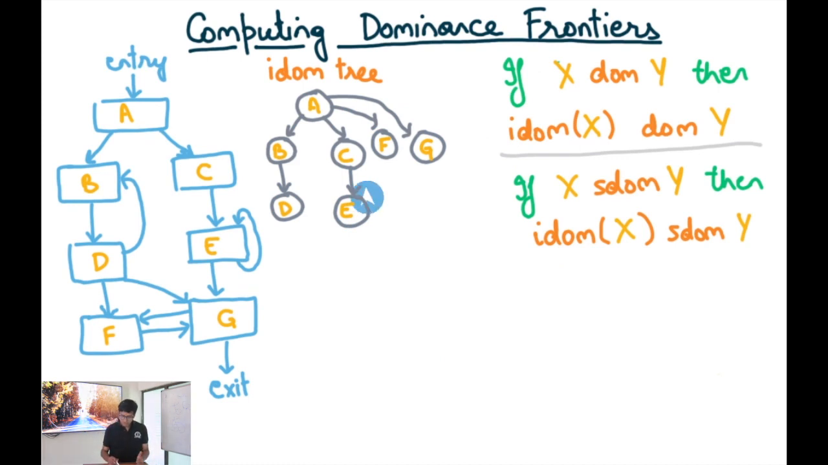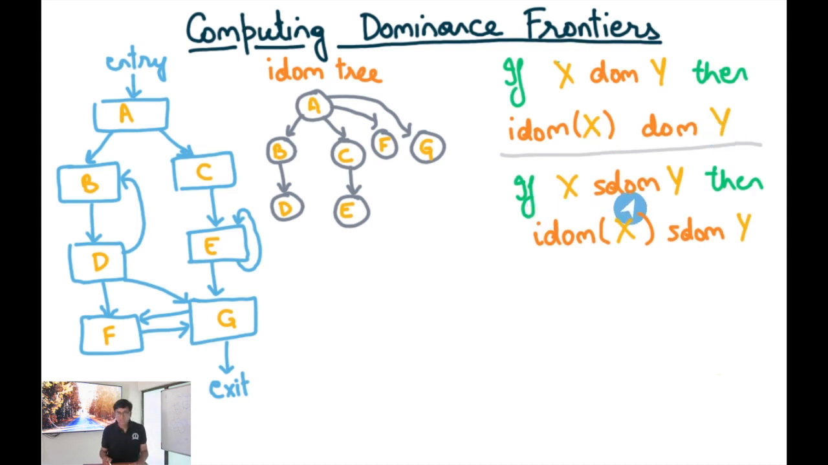So given a dominator tree, or I'm also going to call it an IDOM tree or immediate dominator tree, some properties simply fall out from this tree representation of the immediate dominator function. If X dominates Y, which means that there exists a path from X to Y in the dominator tree, then IDOM of X also dominates Y, because IDOM of X is the ancestor of X, or the parent of X. So if there's a path from X to Y, then there's a path from the parent of X to Y as well.